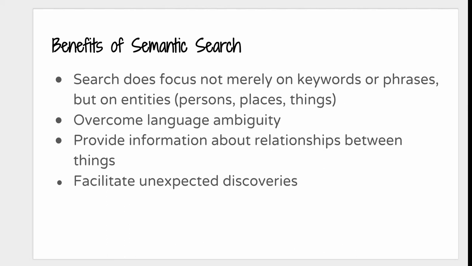The benefits. So the benefits of a search like this are that it does not focus merely on keywords and phrases, but on entities and the way they are related. It tries to overcome language ambiguity. It provides information about relationships between entities, and it may facilitate unexpected discoveries. And in an example coming up, you'll see that.